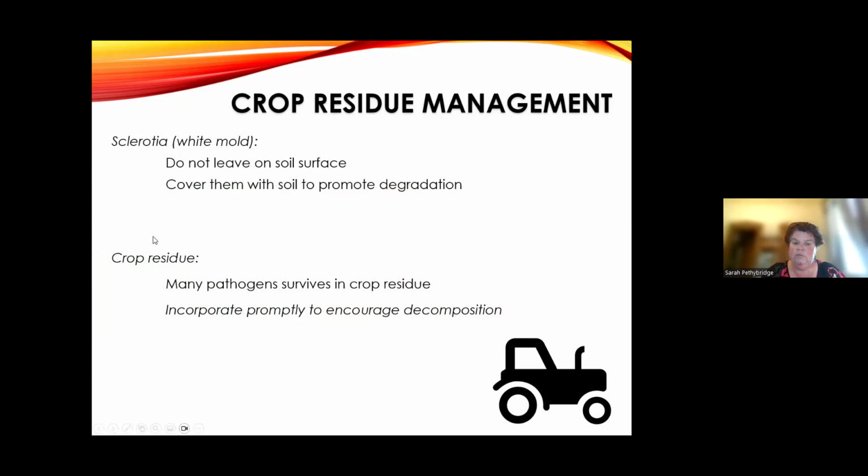And of course, crop residue management also comes into our thoughts about what we do after a disease outbreak. Many of those pathogens, anthracnose, the rhizoctonias, and the bacterial pathogens, also survive in crop residue. So we also encourage you to consider incorporating them promptly to encourage decomposition at a faster rate, similar to the strategy for sclerotia.